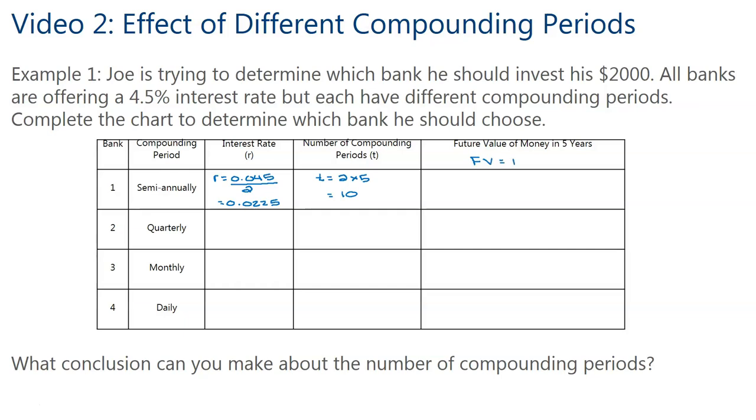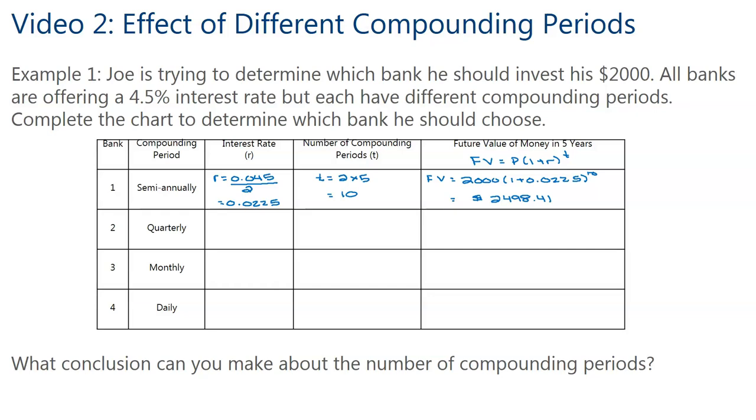So now I'll plug those values into the formula. 2,000 times 1 plus 0.0225 to the power of 10. When I work that out, I get $2,498.41.